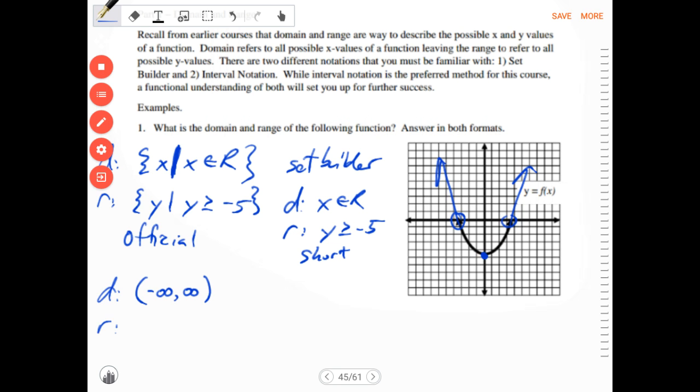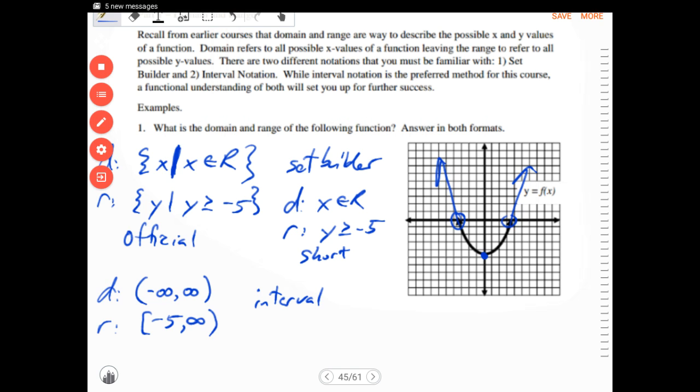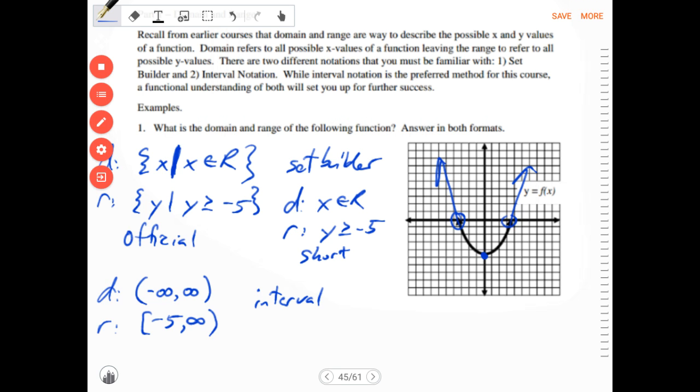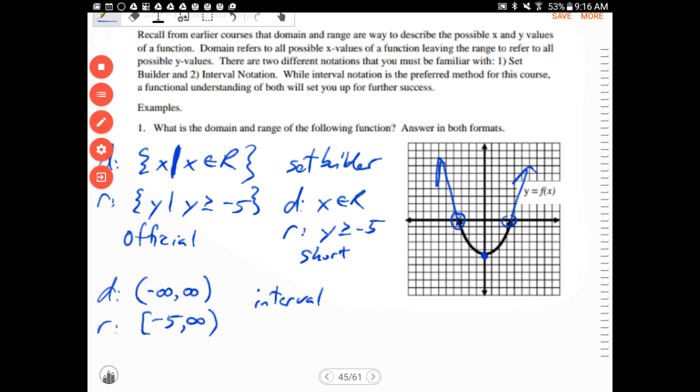The range, on the other hand, the low end is negative 5. The high end is positive infinity. You can equal negative 5, so you have a square bracket, and you can't equal infinity, so that's the circle bracket again. So we have set builder, and this one is interval. Again, you've been using these for a while. So guys, for the official versus the short version, I'll accept either. I'm not too worried about that, but you need to at least see the official part, so all good.